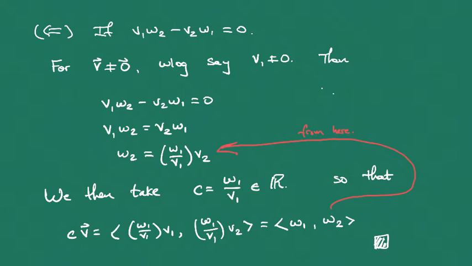What we can then do is take our constant c to be w1 over v1. That means that if we write c times v and plug in our values for c, in the first term our v1s cancel out. And in the second term, by the equation we had just above, w1 over v1 times v2 is w2. And so that proves our observation.